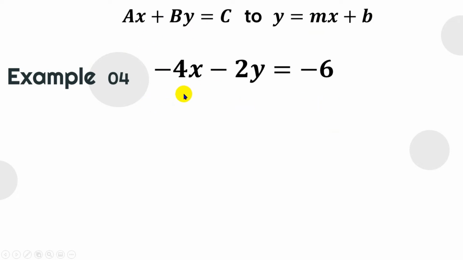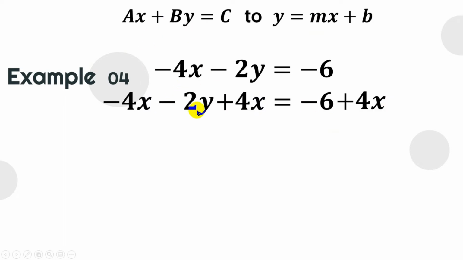Additive inverse of negative 4x is positive 4x. Add it on both sides of the equation. Then, matitira na lang natin on left side is negative 2y. Then, on the right side, nire-write natin, nauna natin si term with x variable. And sinunod natin yung ating constant which is from negative 6 naging minus 6.